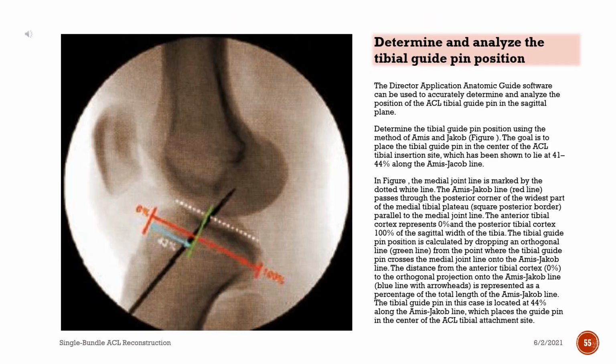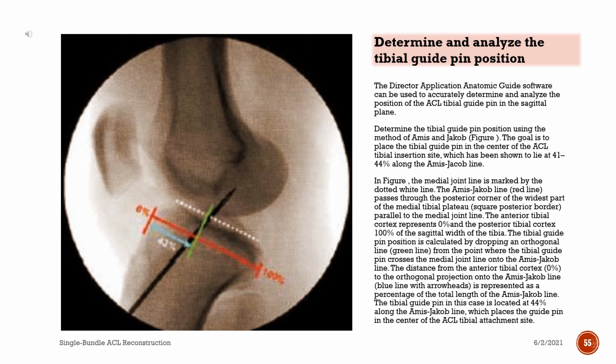Determine and analyze the tibial guide pin position. The Director Application Anatomic Guide software can be used to accurately determine and analyze the position of the ACL tibial guide pin in the sagittal plane. Determine the tibial guide pin position using the method of Amis and Jakob. The goal is to place the tibial guide pin in the center of the ACL tibial insertion site, which has been shown to lie at 41 to 44% along the Amis-Jakob line.